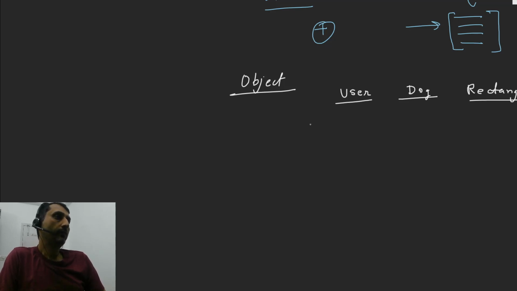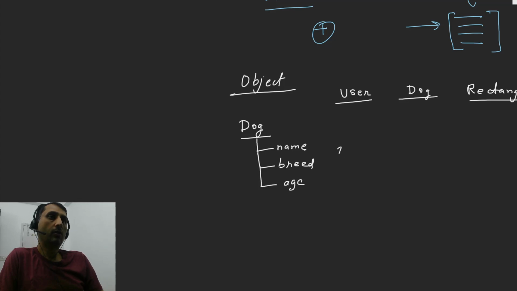So suppose we have an object called dog. It's not an actual physical dog, but a digital entity, a digital representation of a dog. So if we have that kind of an object, then what all features can it have? It can have certain attributes. Say for example, if the dog is there, then dog can have a name, dog can have a breed, and dog can have age.